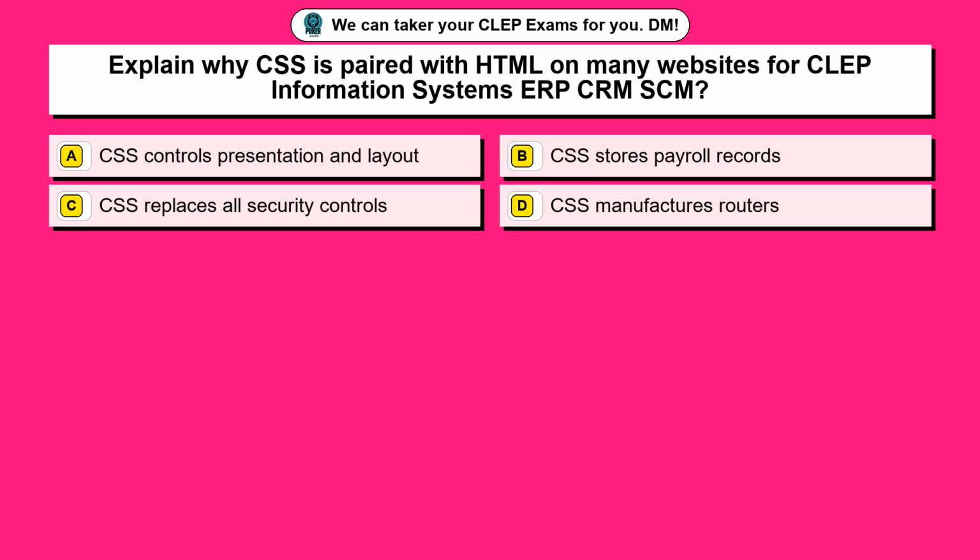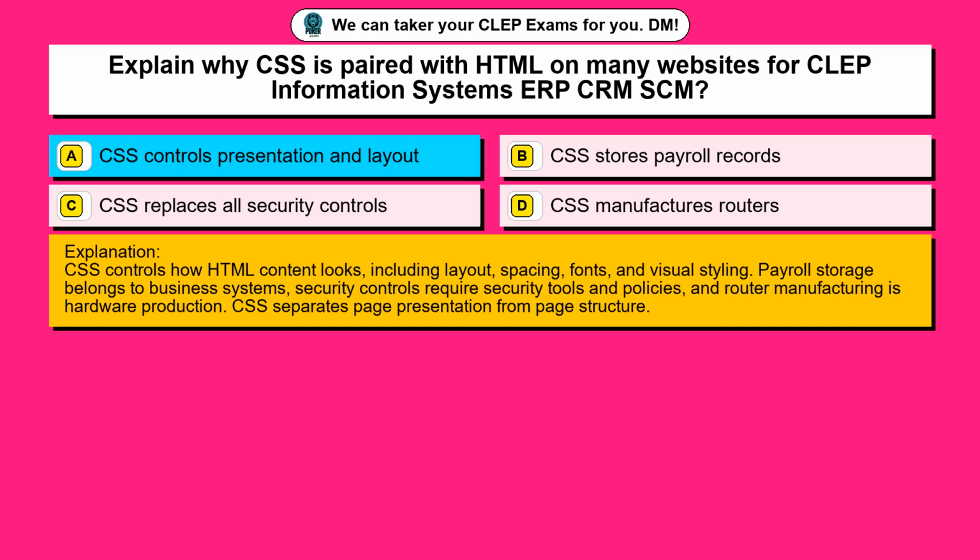Question 35. Explain why CSS is paired with HTML on many websites for CLEP Information Systems ERP CRM SCM. Option A. CSS controls presentation and layout. Option B. CSS stores payroll records. Option C. CSS replaces all security controls. Option D. CSS manufactures routers. The correct answer is option A. CSS controls presentation and layout.